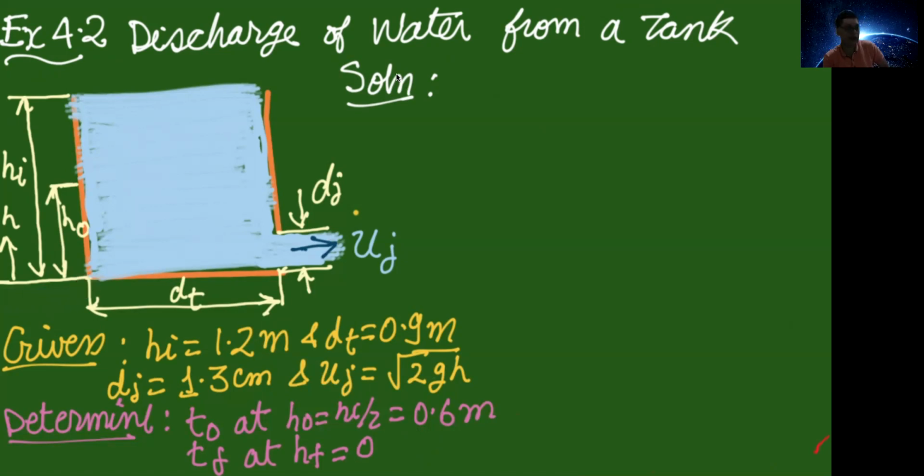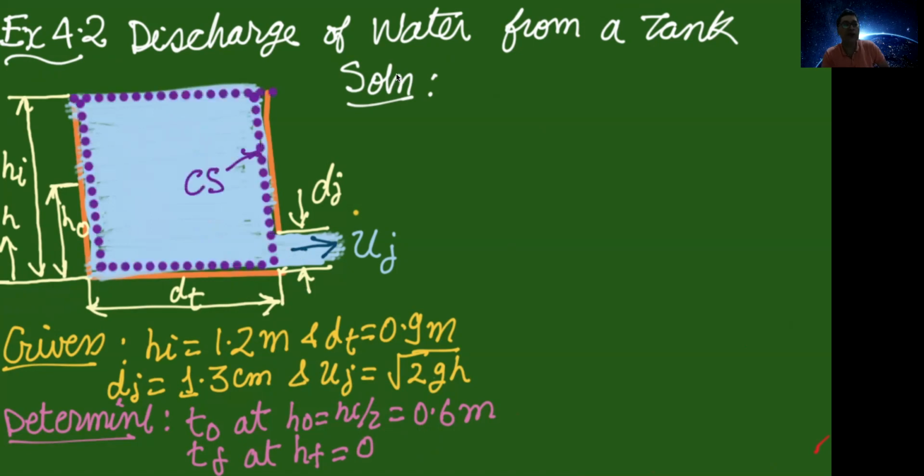Note that actually we should take the height corresponding to the mean location of the jet which is leaving. However, we are assuming that the height of the mean location of the jet leaving is negligible as compared to the total height of the tank. Here I am showing you the fixed control volume or the fixed region that we will be considering, shown by a dotted line. This is called the control volume, and the surface is called the control surface.